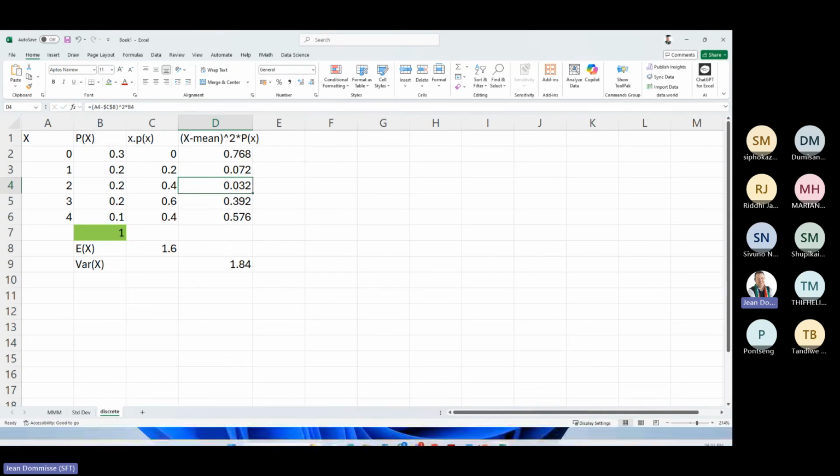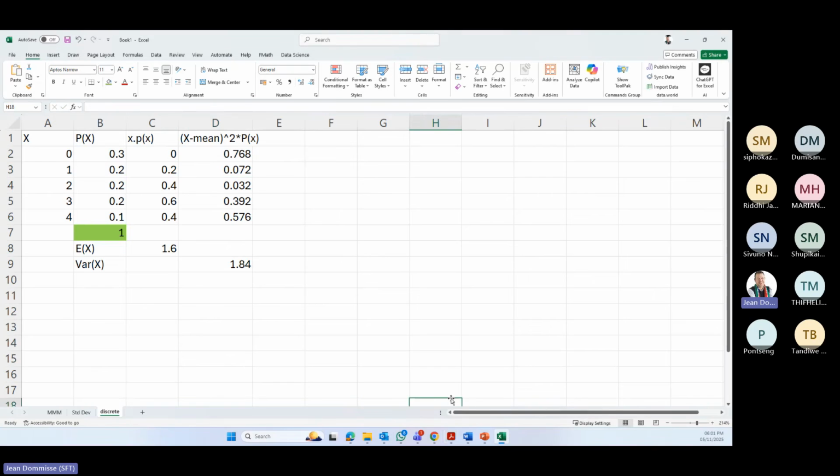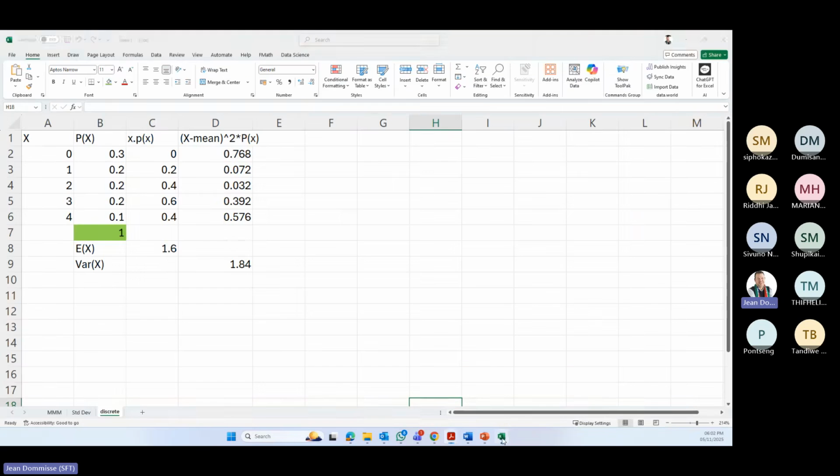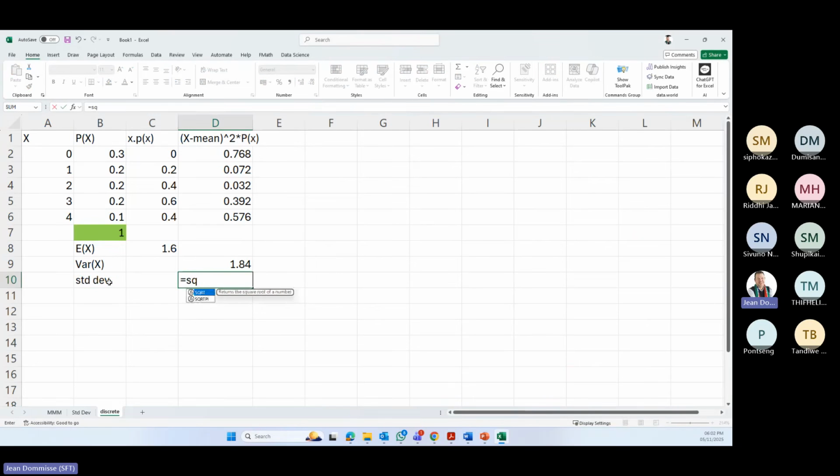So again, they could have used in the exam the same set of data. For the one group, they could have asked you to work out the expected value. For another group, they could have asked you to work out the variance. And let's see if there was a standard deviation. Standard deviation is always just the square root of the variance.